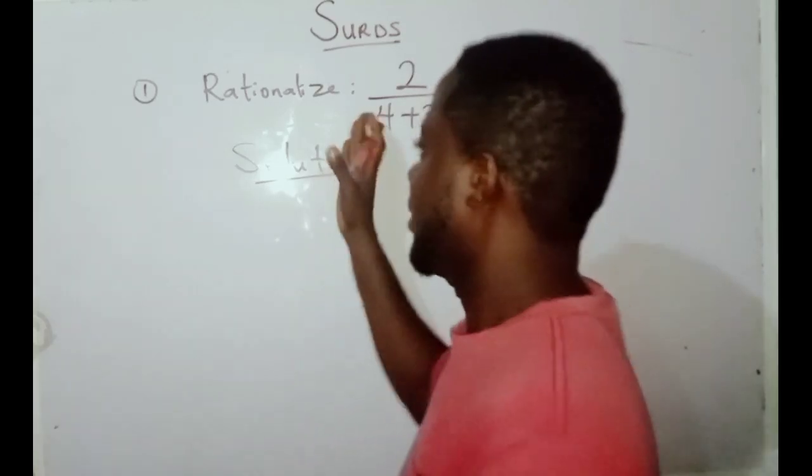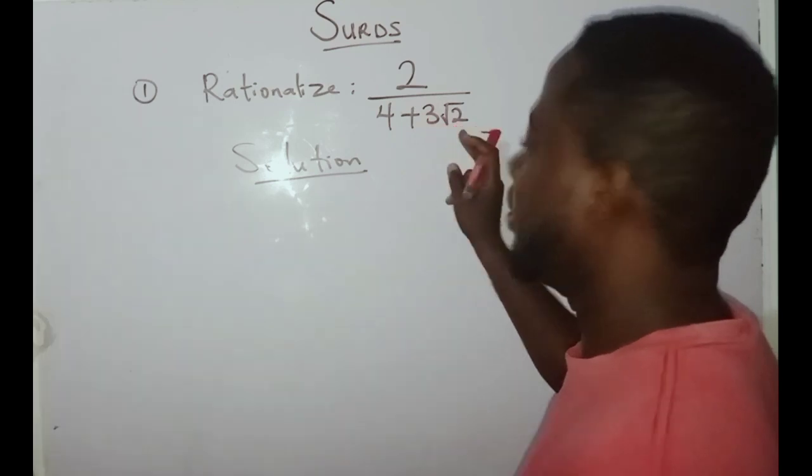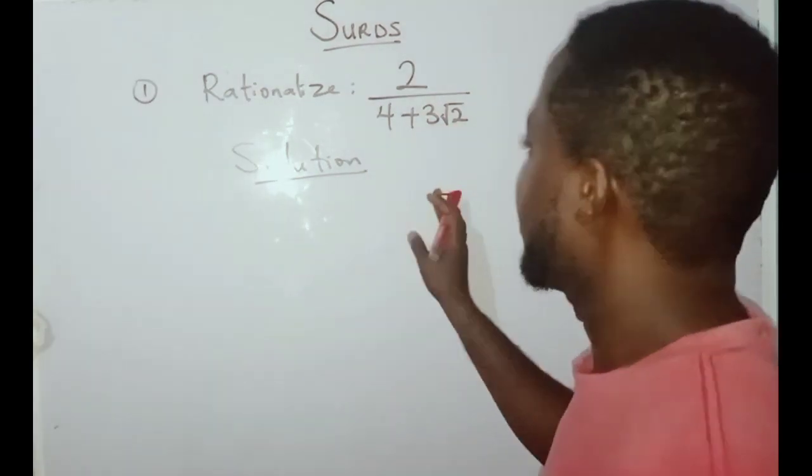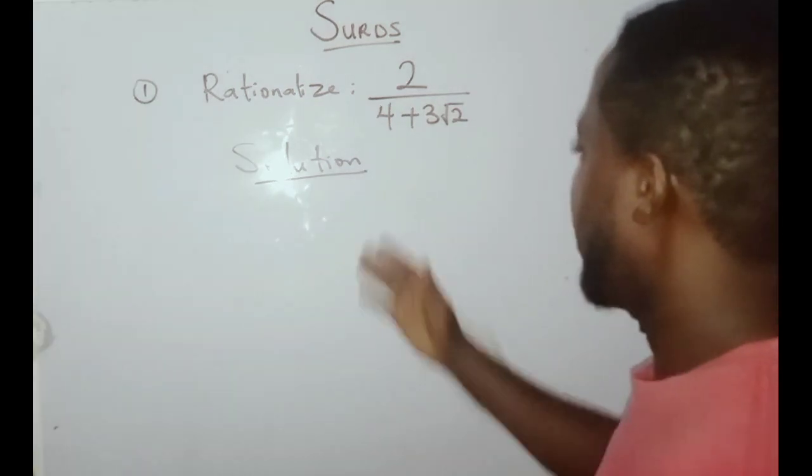Right, let's start with the first example. The first example says rationalize 2 all over 4 plus 3 root 2. How do we solve this? To solve this, we are going to apply conjugate surd. What do I mean by conjugate surd?